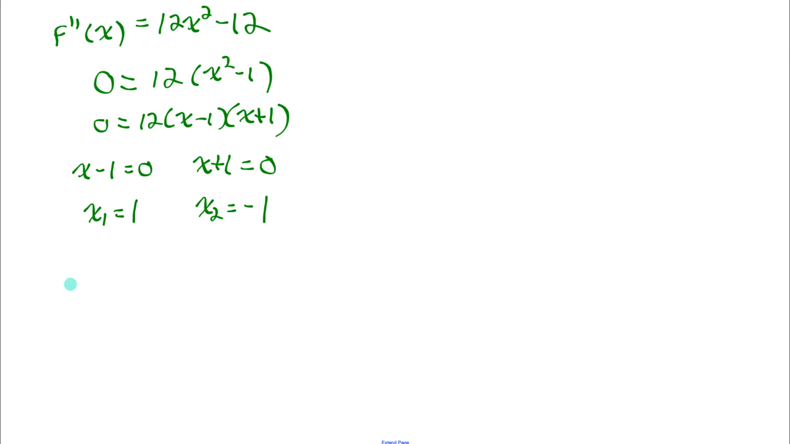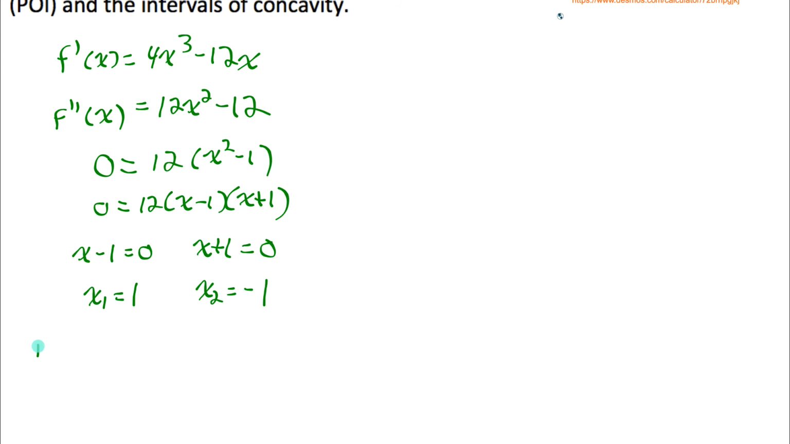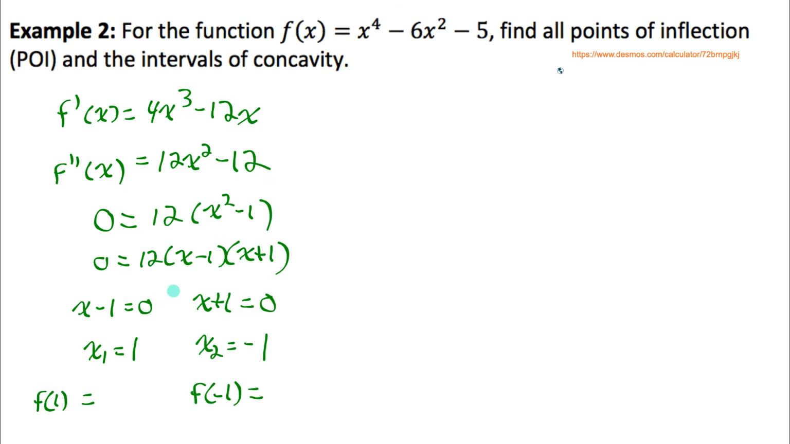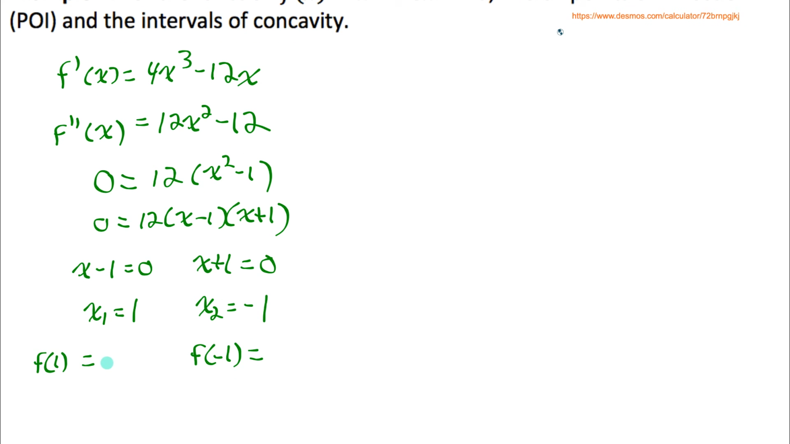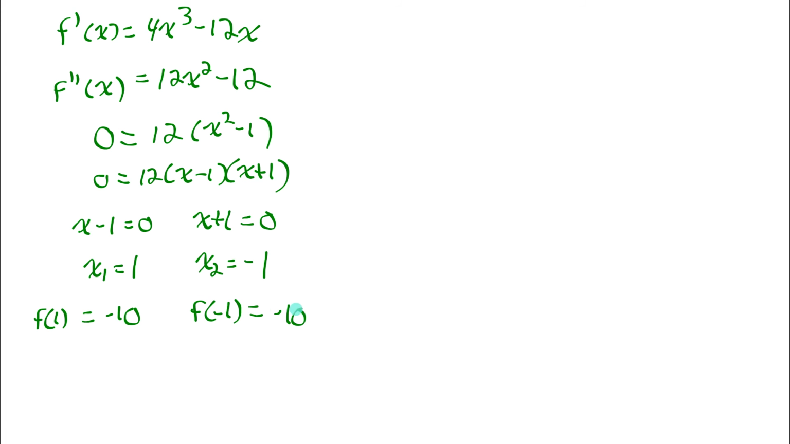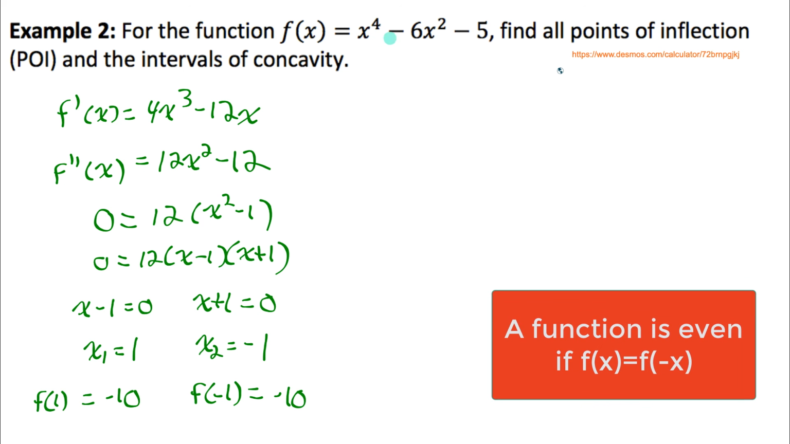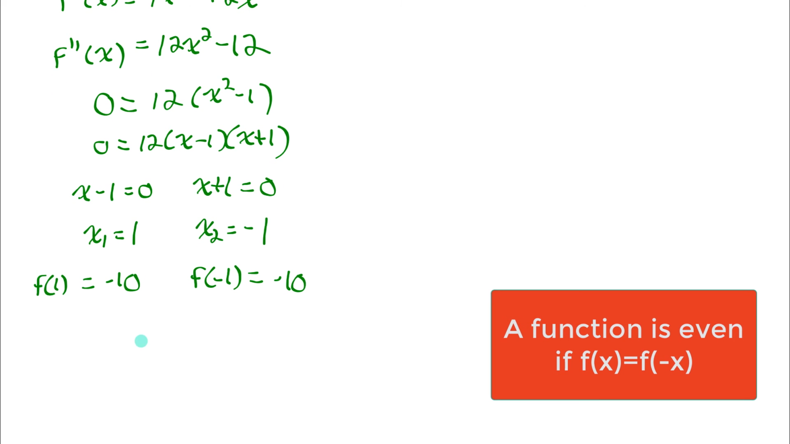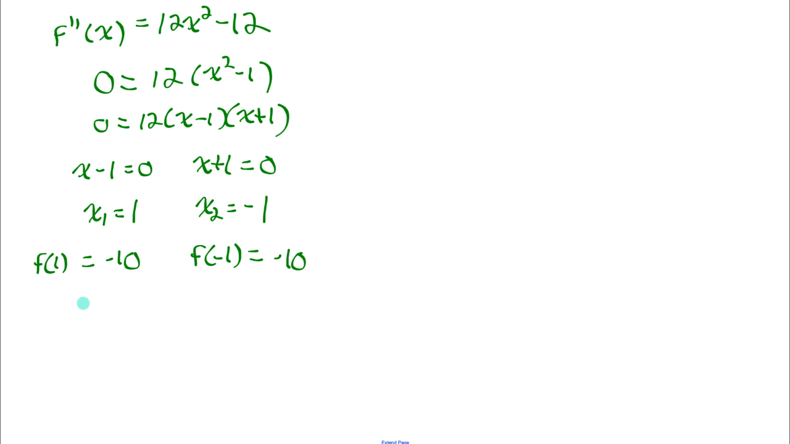Let me find the y values that go with each of those. So let me plug those into the original function. Let me figure out what f of 1 and f of negative 1 are. So if I plug 1 in, I'd have negative 10. And if I plug negative 1 in, I'd have negative 10 as well. And this is an even function, right? All terms are even. Therefore, I know on either side of the y-axis it's symmetrical. So this makes sense. So I have 2 possible points of inflection at (1, -10) and at (-1, -10). So I'll call these possible points of inflection.